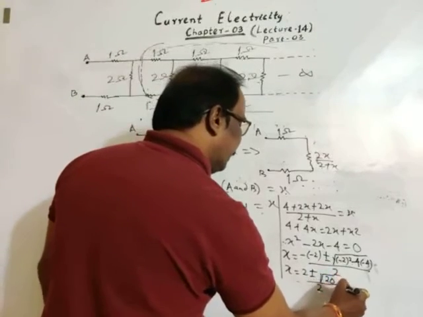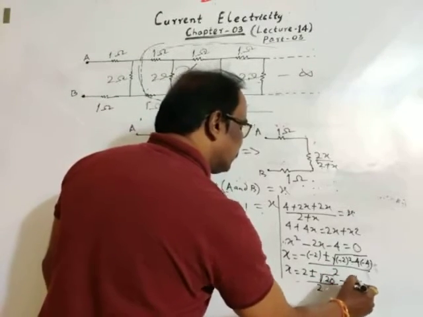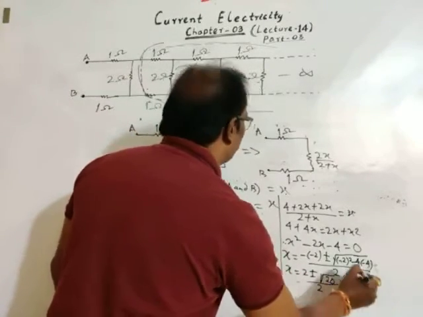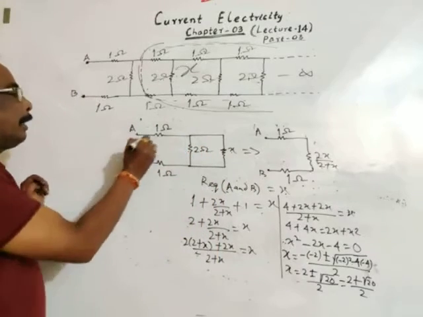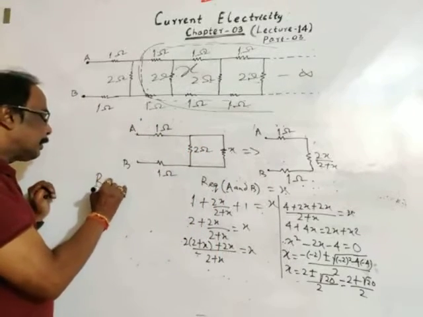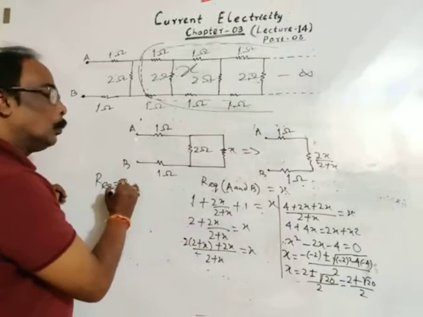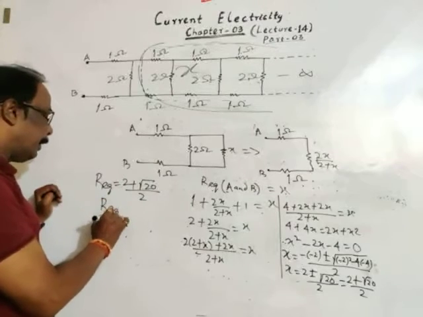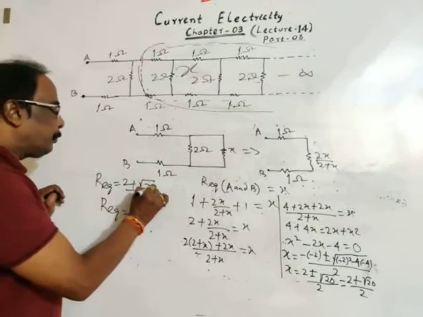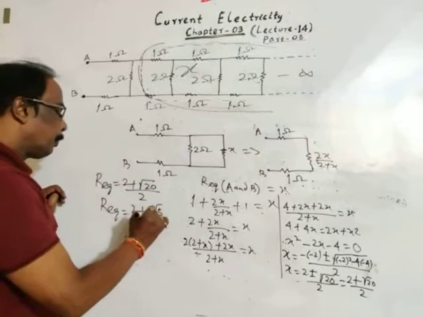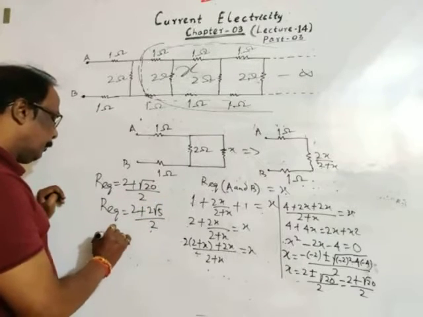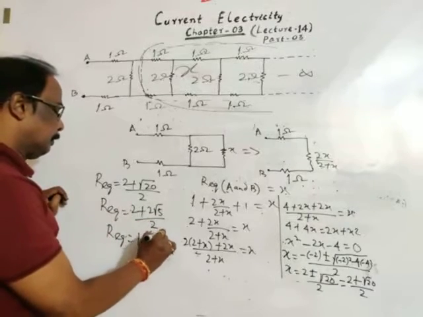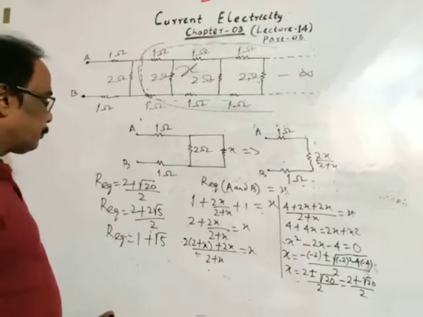So finally we will take the positive value, because the resistance can never be negative. Square root of 20 divided by 2. And the equivalent resistance I am writing here. Equivalent resistance between A and B is 2 plus square root of 20 divided by 2. So R equivalent is 2 plus, this is 5 into 4, 2 into root 5, divided by 2. And equivalent resistance is 1 plus root 5.